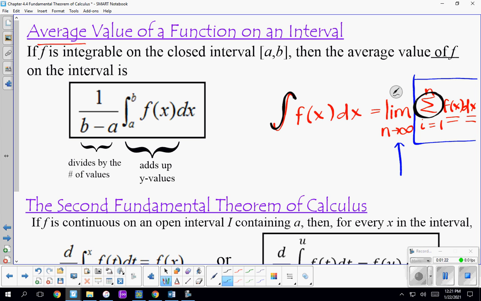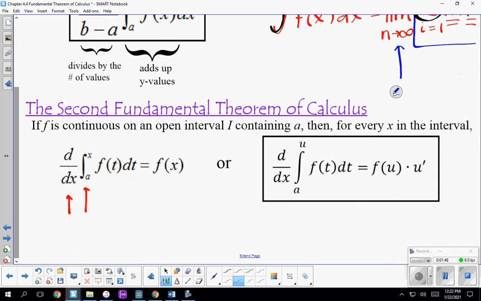So when we see this piece of the formula, this piece is adding up all of these y values, and then this piece is dividing by the space between our shape. It's nice to understand the formula because it helps us remember it. If you don't understand it, you could just memorize the formula and apply it and you'll be just fine.